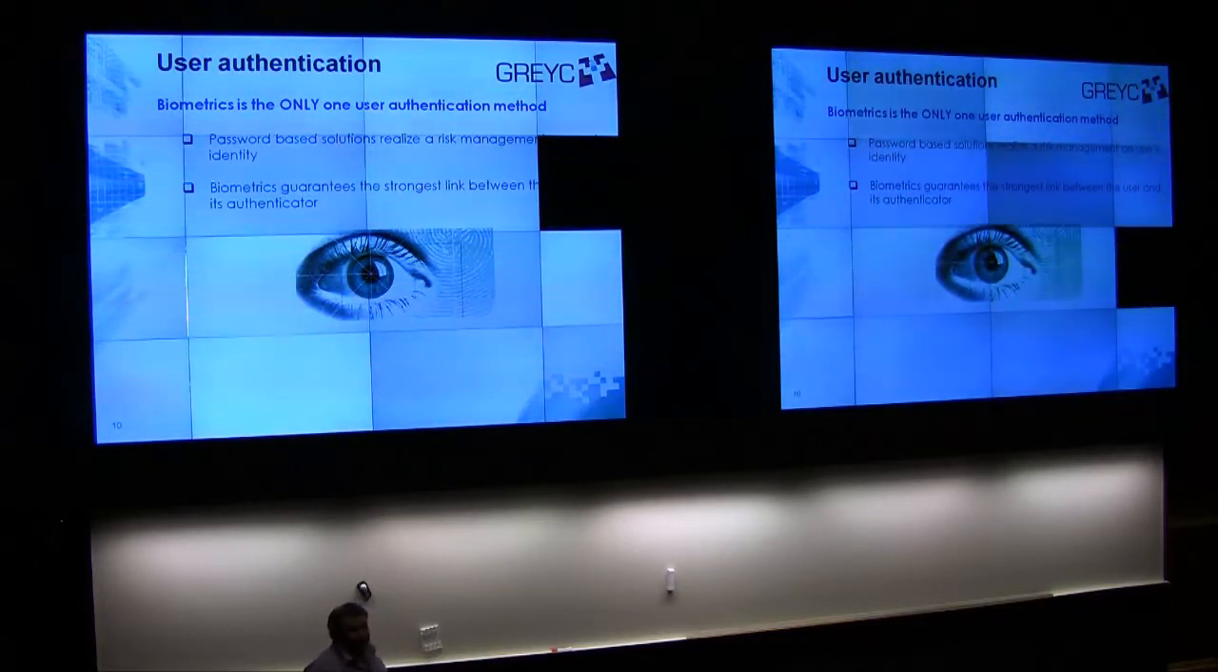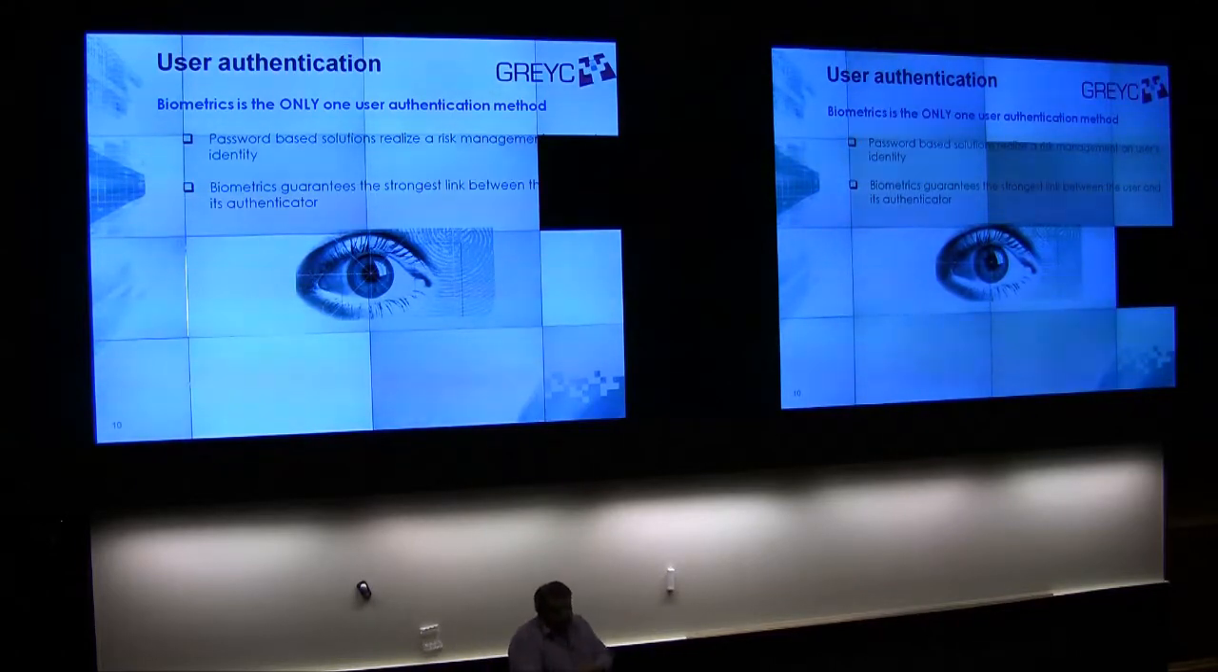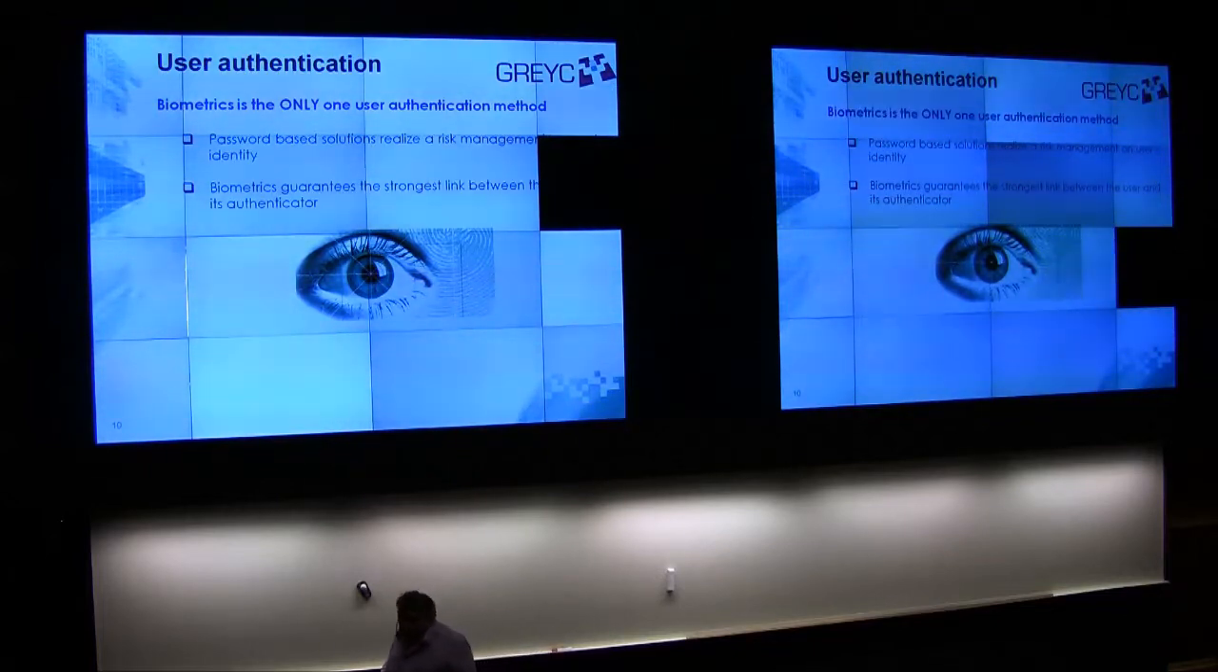And especially in the field of e-payment, they take care about that. If you need to spend $1 million to correct something where the fraud is very low, they do not care. They let the fraud in. So, for me, biometrics guarantees the strongest link between the user and its authenticator, because you are the key. No other user authentication method guarantees this link with the user.